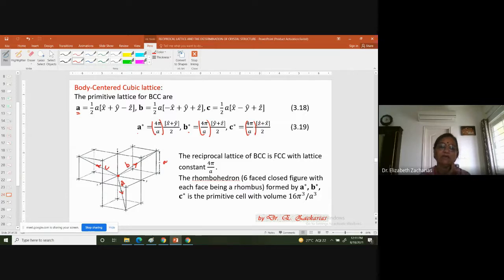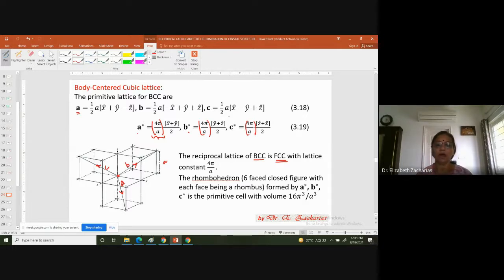Okay, and you can see that the reciprocal lattice of BCC will be FCC. And the lattice constant is 4 pi by A. In simple cubic, the lattice constant was 2 pi by A. Here the lattice constant is 4 pi by A. And if you put this A star, B star, C star in the reciprocal lattice space and see, what you get will be an FCC structure.